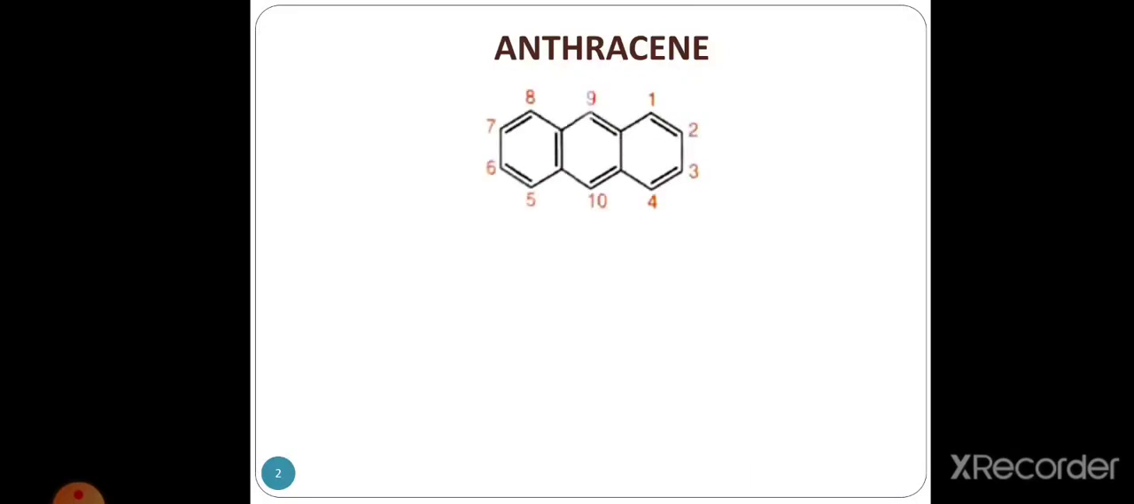Anthracene. This is the structure of anthracene with numbering. As we could see the numbering here, it is an exception to the IUPAC rules. Coming to the occurrence, anthracene occurs in coal tar and is obtained from the green oil fraction. On cooling this fraction, crude anthracene crystallizes out.